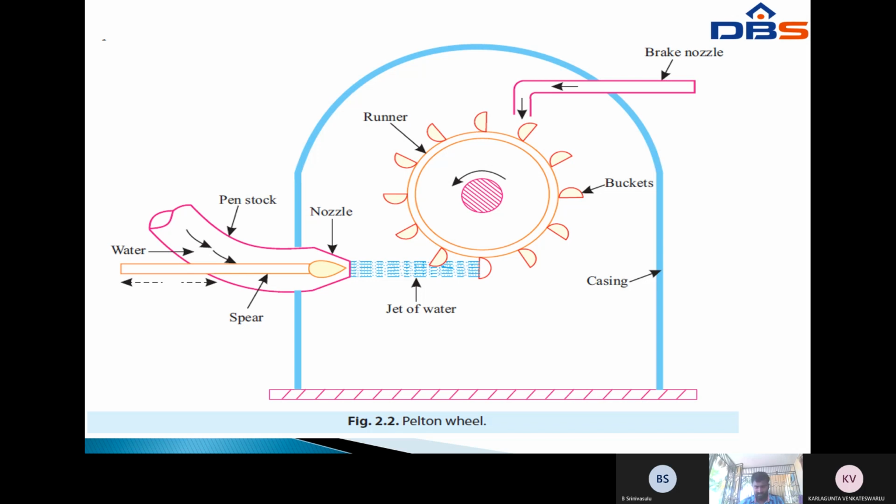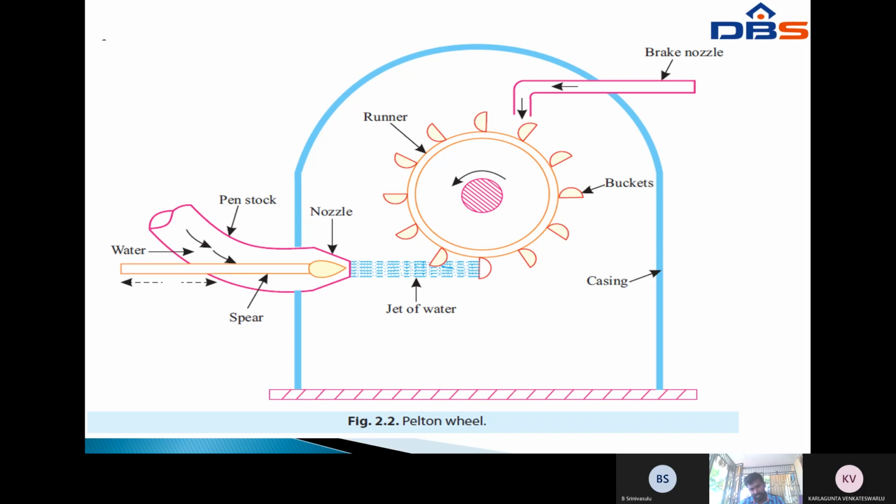In this Pelton wheel turbine, there are six main components: penstock, nozzle, runner, brake nozzle, casing, and governing mechanism. This is the penstock. This is the nozzle. This is the spear. This is the buckets and runner. This is the brake nozzle. This is the casing. This is the turbine, rotating on a small shaft.